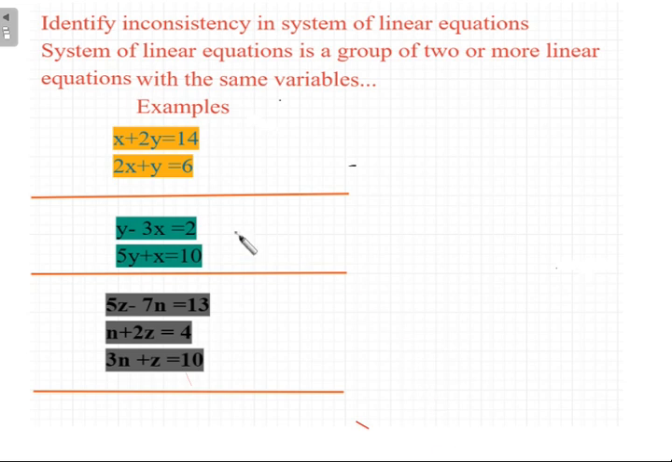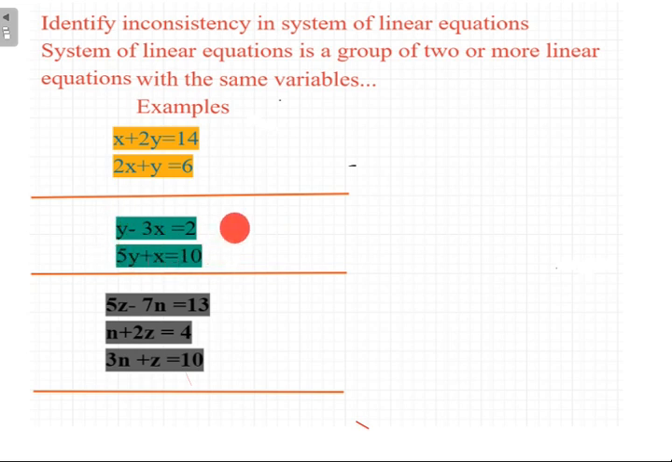As we can see, we have here two equations of two variables x and y. All the variables are raised to the power 1, so they are linear equations. I have two equations in the system with two variables. The number of equations has to be the same as the number of variables, and all the variables are raised to the power 1, so this is a system of linear equations.